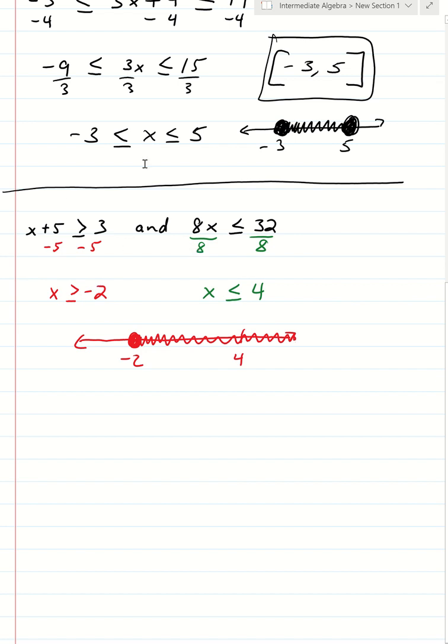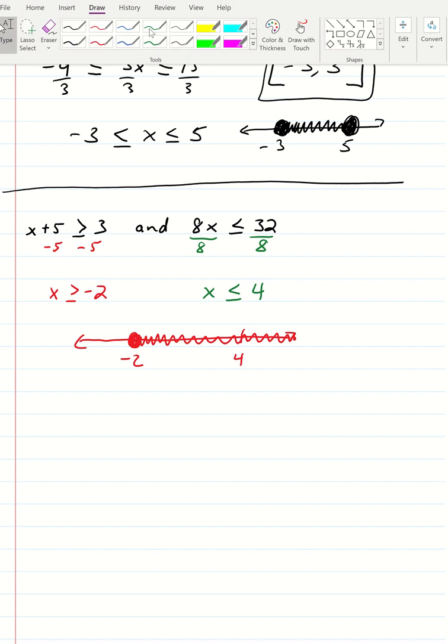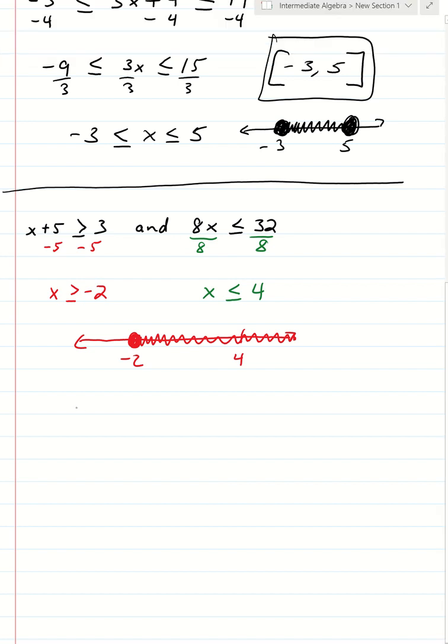But now I want to do the same thing with the green. So let me draw my green number line. Once again, I'm going to put on both critical numbers, -2 and 4. Now let's go and graph the green number line. I'm going to put a closed circle on the 4. And I need the values of x that are also less than 4, so I'm going to shade to the left.